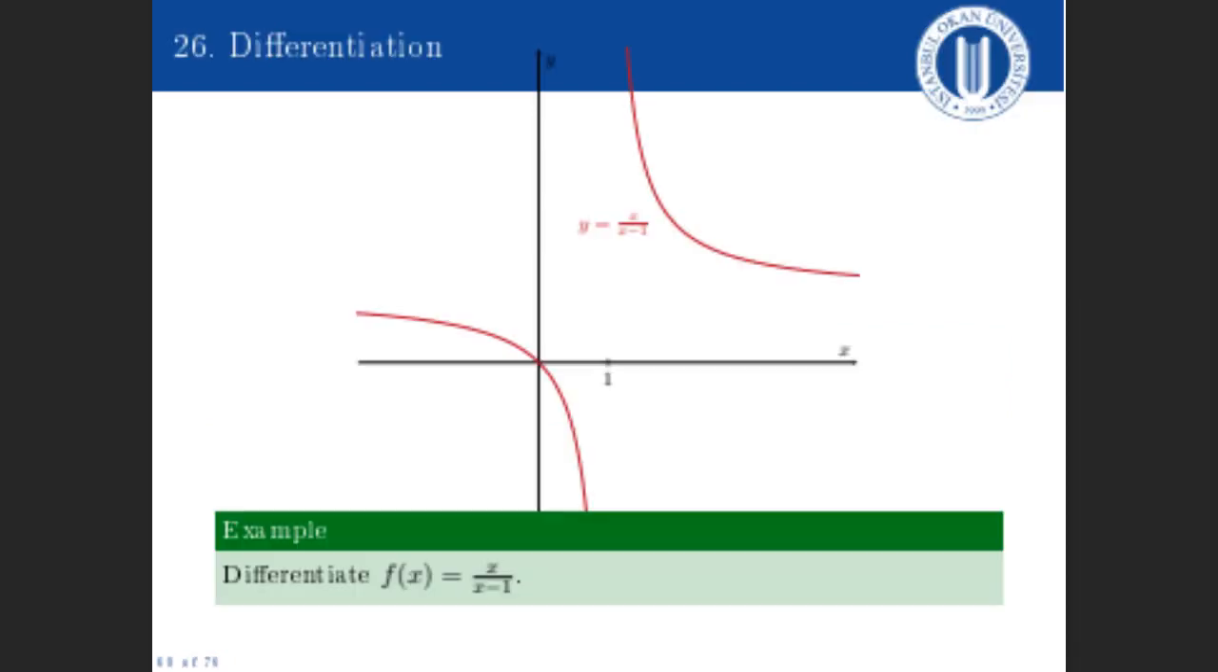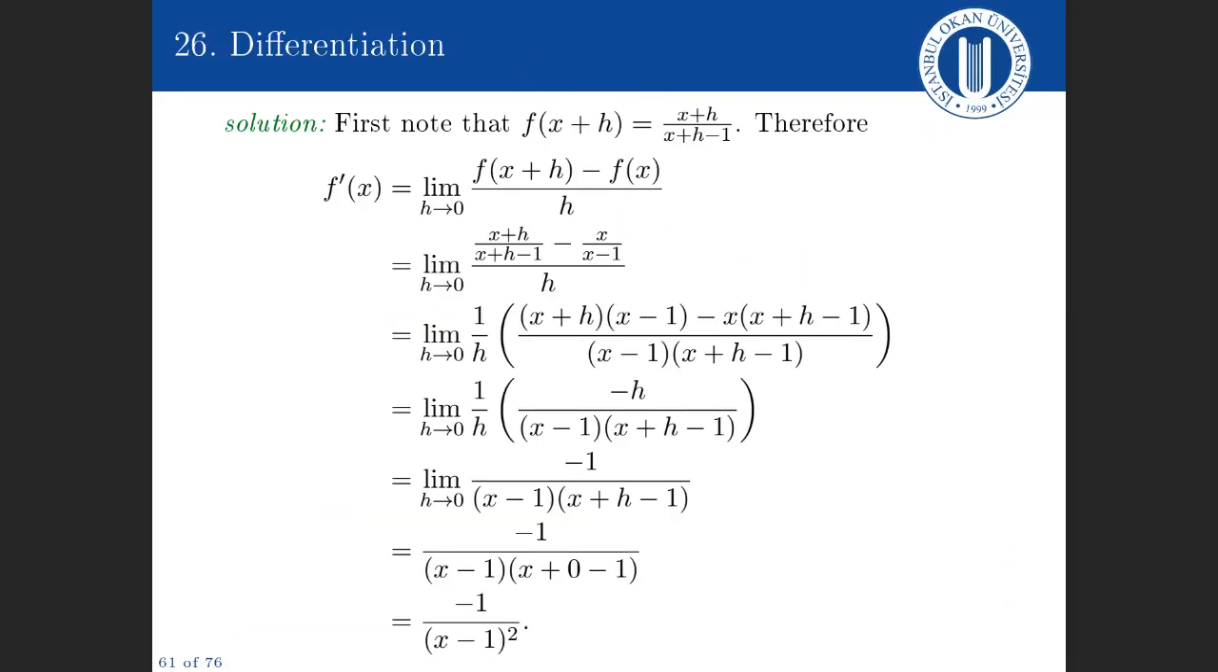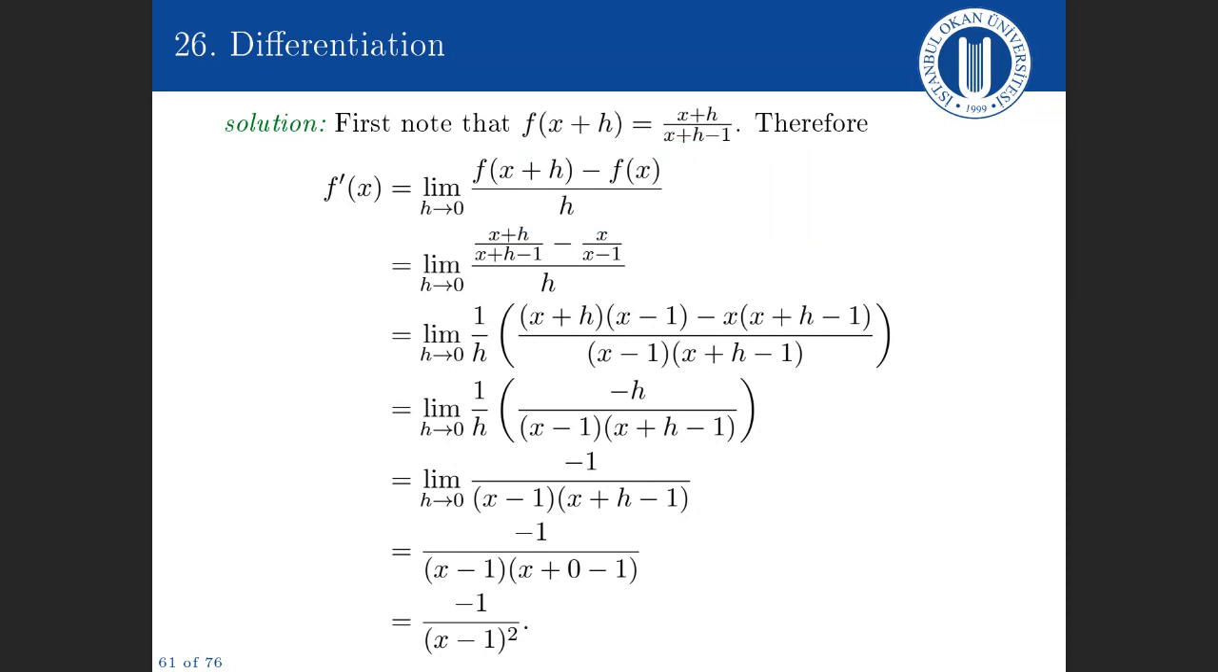Let's do another example. Differentiate f of x is equal to x over x minus 1. In other words, we're asked to find the derivative of f. We're asked to find f prime. So we take our formula. The formula that we're going to be using is f prime of x is equal to the limit as h tends to 0 of f of x plus h minus f of x divided by h. Just as before, we're going to put our formula for f in, we're going to simplify it, and then we're going to take the limit.